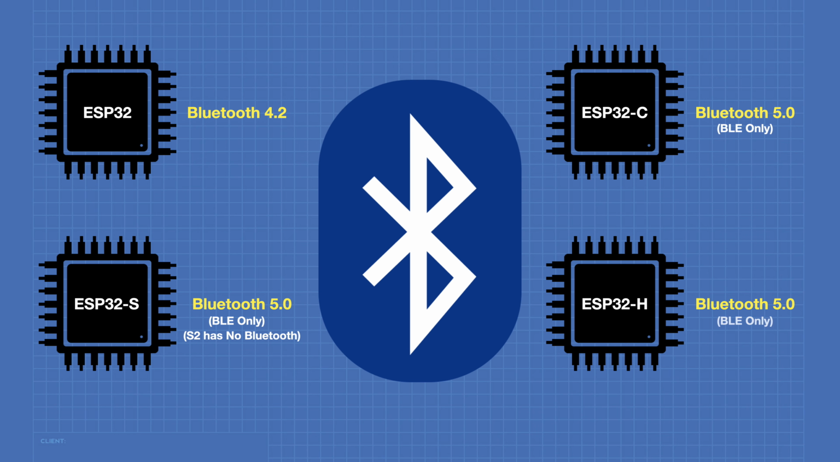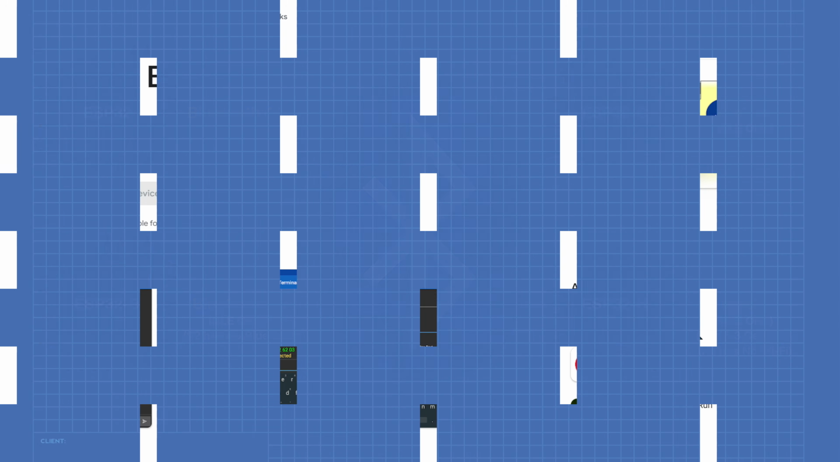The ESP32H series is also Bluetooth 5.0. It is BLE only, but it is BLE 5.3 certified. Note that the ESP32H2 does not have a Wi-Fi function. So armed with this knowledge, you should be able to choose an ESP32 chip for your Bluetooth application.